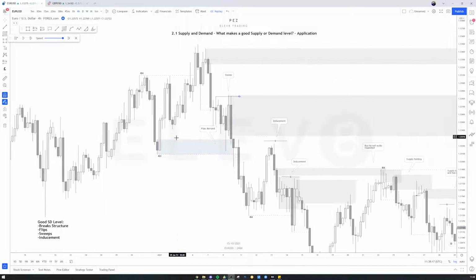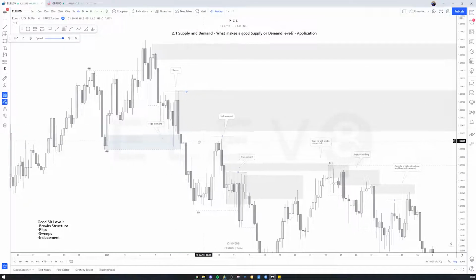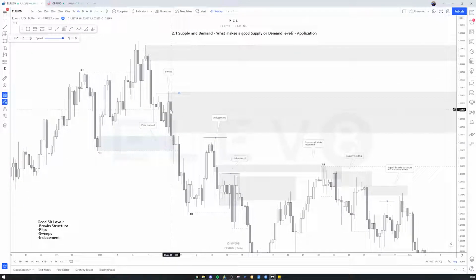Okay, starting on the 4 hour, we come up and break this swing high. We then push down, breaking this low here, which is the internal low, creating this supply here. But then we come down into this demand, price then pushes up, sweeps this high and flips the demand. So this has already 3 boxes ticked because it broke structure here as well. So we've got break of structure, flip and sweep.